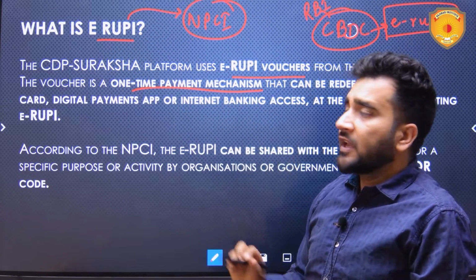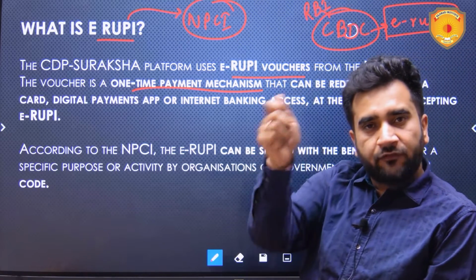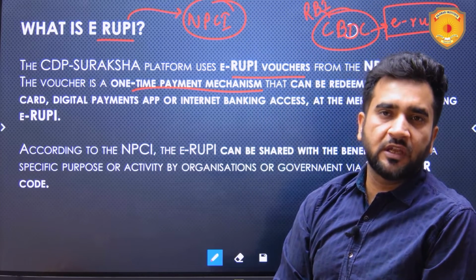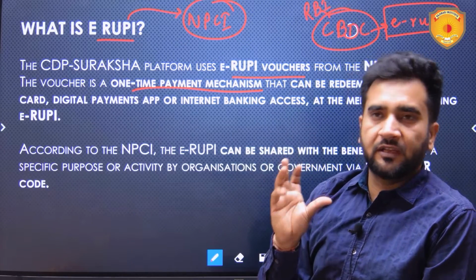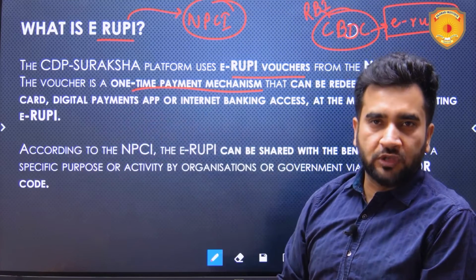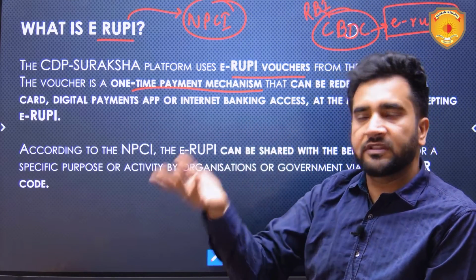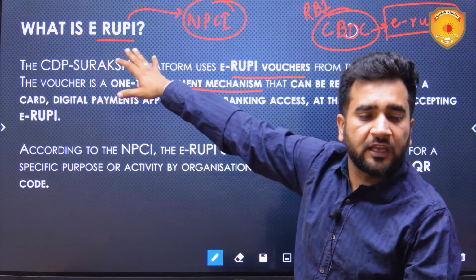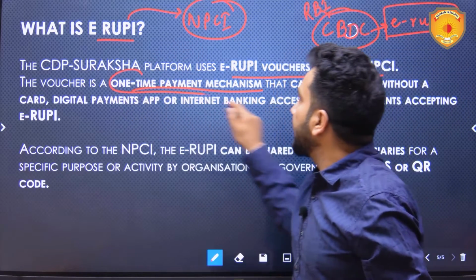Second difference is that CBDC, this digital currency, is a prepaid instrument. I have to submit 1,000 rupees over there and I get a voucher of 1,000 rupees. I can spend it in multiple transactions. I went to have tea. I give 10 rupees over there. I'm left with 990 rupees. I went to do some grocery shopping. I did grocery shopping of 200 rupees. I'm left with 790 rupees now. This happens in this. But here in e-rupee by NPCI, it is a one-time payment mechanism.